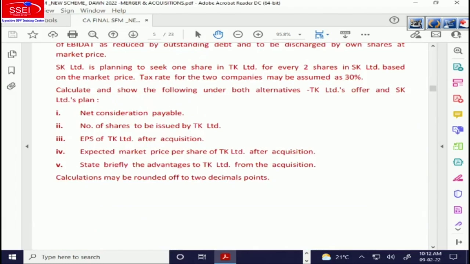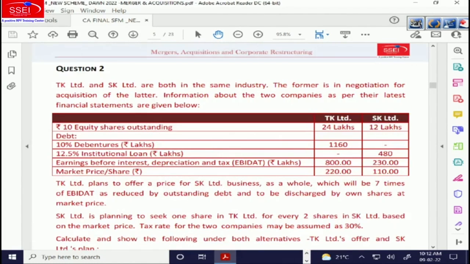Last part, state briefly the advantages to TK from the acquisition. Now this is a merger of two firms in the same industry. So on the revenue side, there will be avoidance of competition, greater market share, greater monopoly power, pricing power, and on the cost side there will be cost reduction due to economies of scale and better coordination. So that's the theory question.